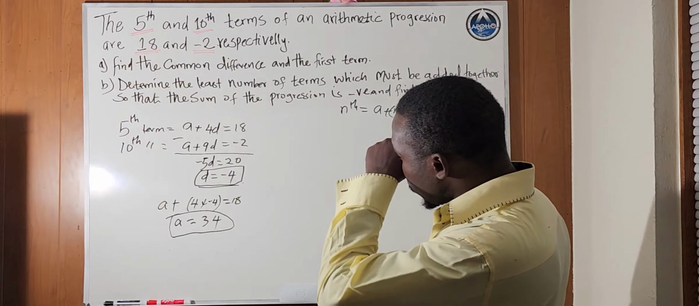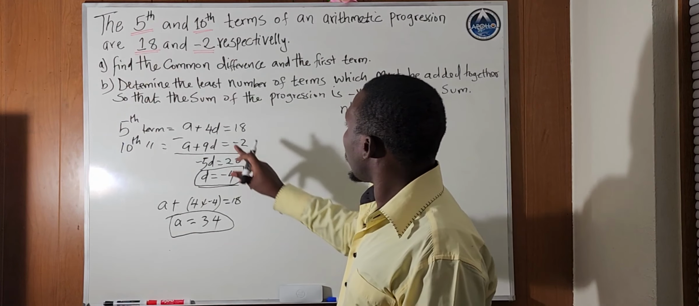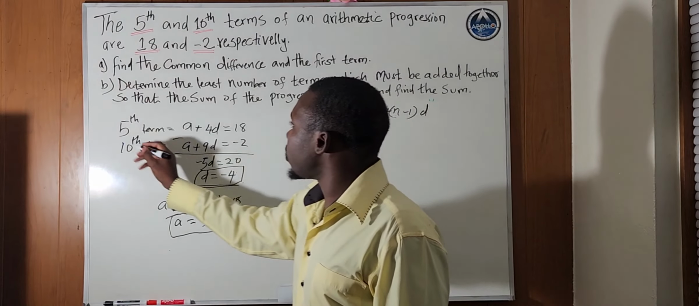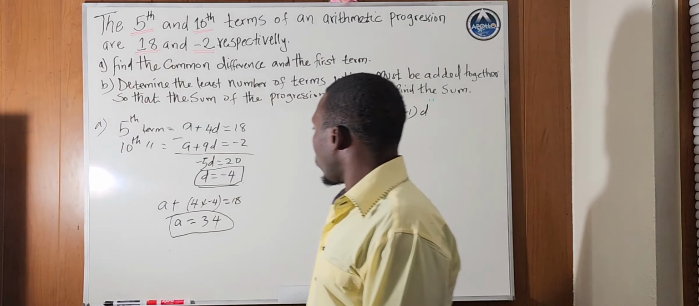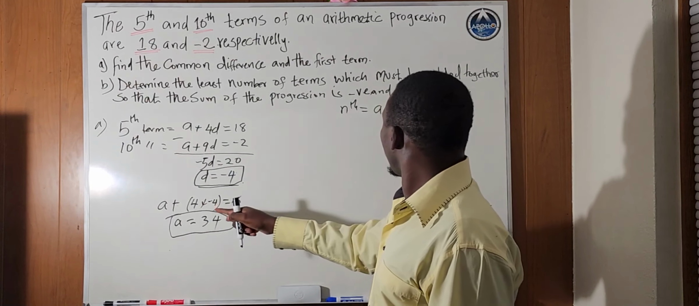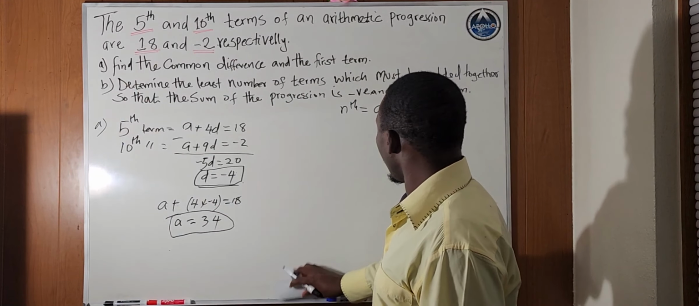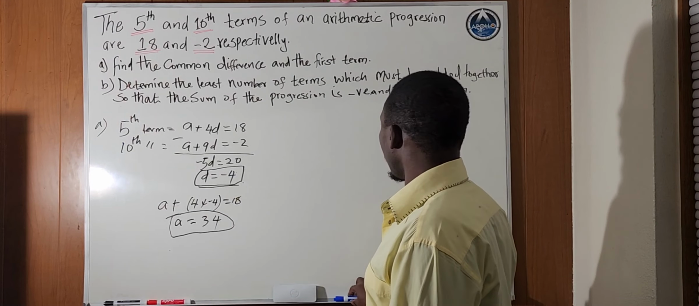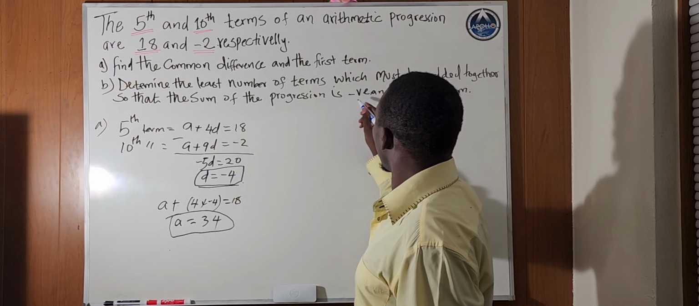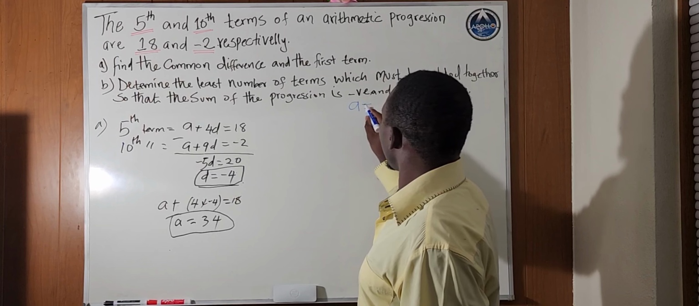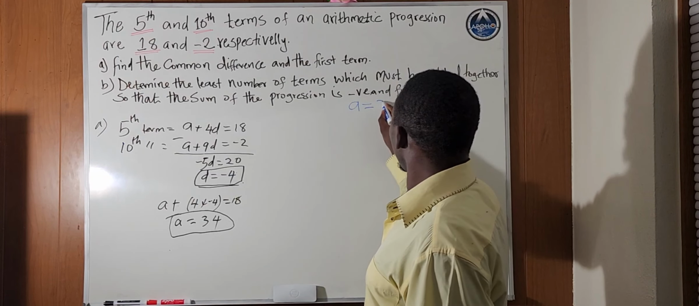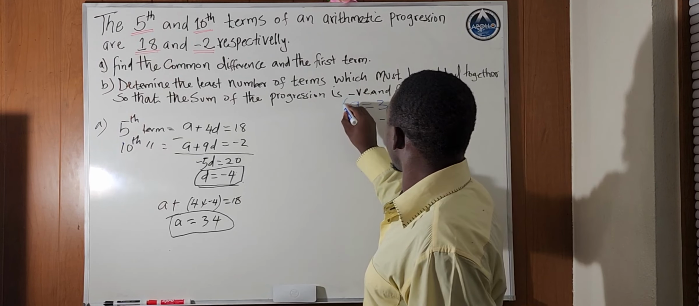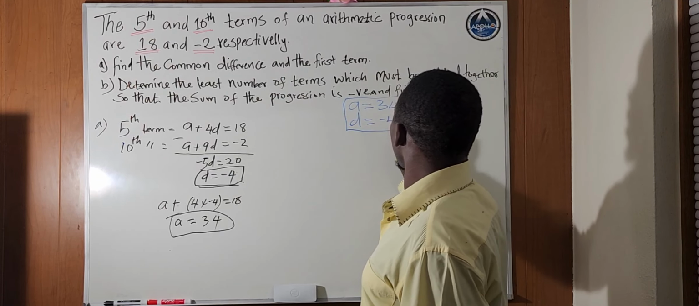So let's move on to the second part. This was for part A. So let's erase and move on. We know from here that A is equal to 34 and D is equal to minus 4. So this is what we are working with.